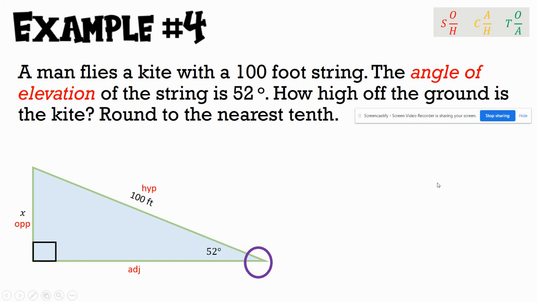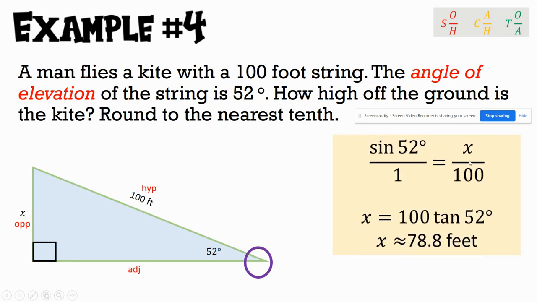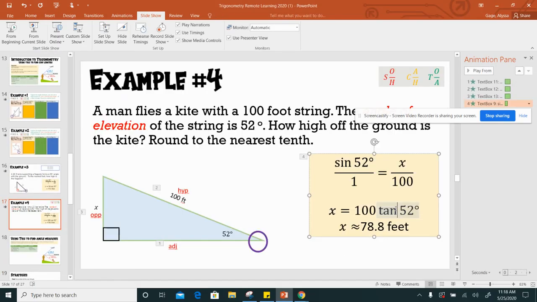So let's set up our equation. Sine of the angle, so sine of 52 degrees, set it equal to the opposite side over the hypotenuse. And then solve your proportion. X times 1 is x, 100 times sine of 52. Oops, I don't know why that says tangent. Let's make sure it's right. So 100 sine of 52, it should be about 78.8.